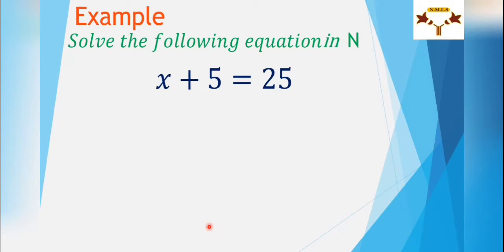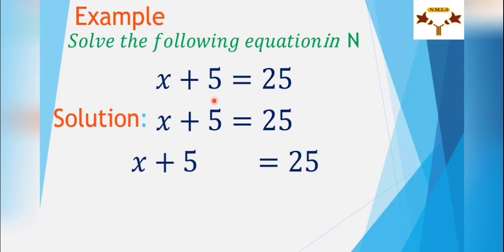So let's see an example to make it more clear. Solve the following equation in N. So I have here the substitution set is N. Okay, x plus 5 equals 25. So by using the properties of the equation, I will cancel this 5 to make the x or the variable stand alone. To cancel this 5, I have to do a subtraction. I have to subtract this 5 from this side to cancel it.